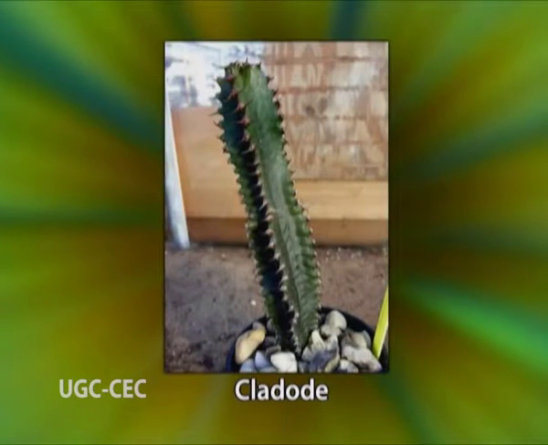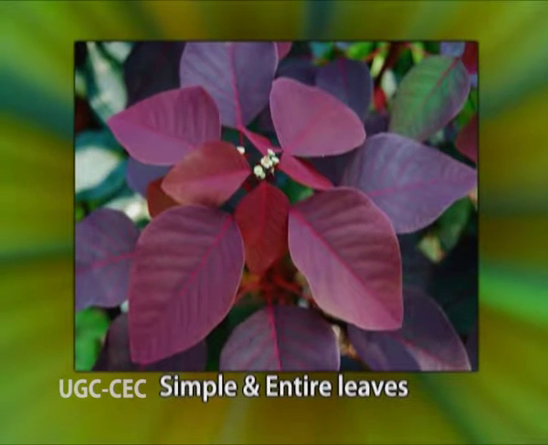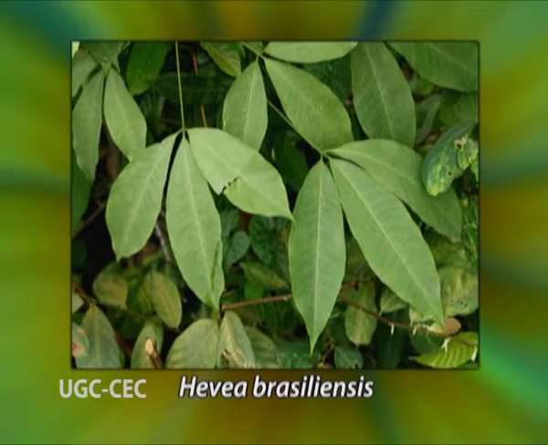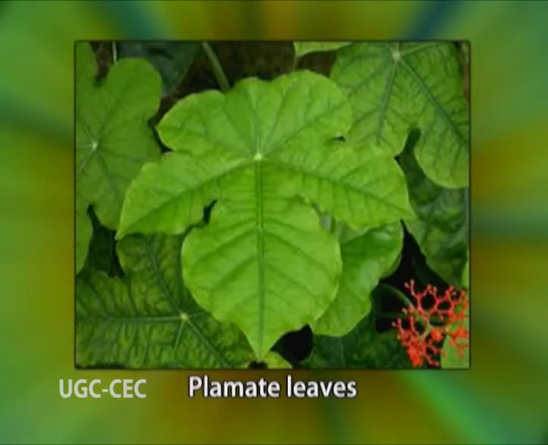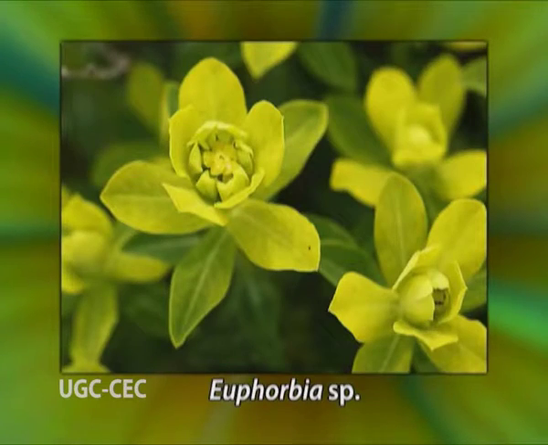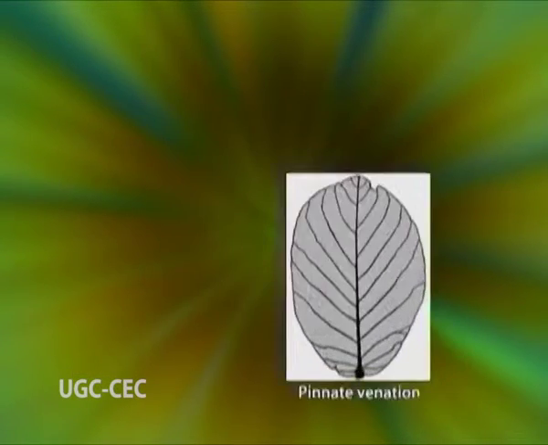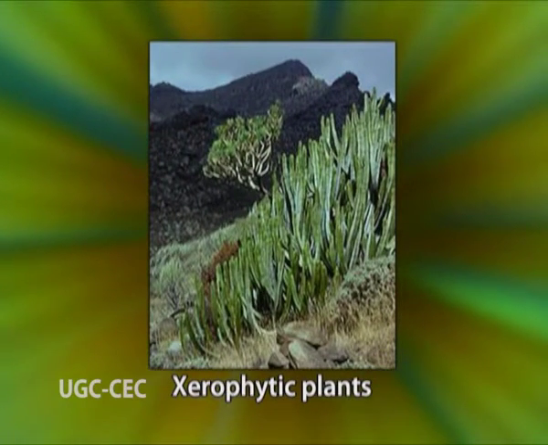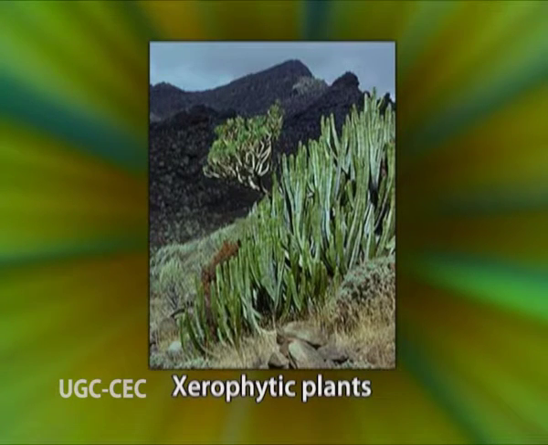In several species of Euphorbia, the stem is modified to perform photosynthesis and is called as cladode. Leaves are usually simple, entire, rarely deeply lobed, or trifoliate compound, example Hevea brasiliensis, palmate, alternate, spiral, rarely opposite, example some Euphorbia species, and leaves with pinnate or palmate or reticulate venation. In xerophytic species of Euphorbia, the leaves are reduced or absent.